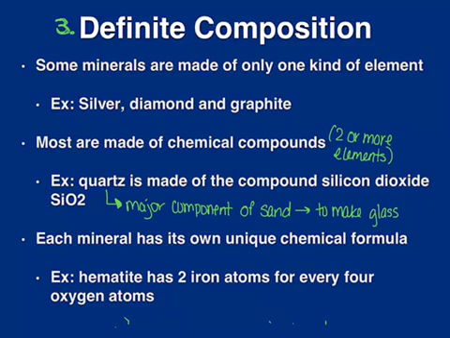Each mineral has its own unique chemical formula. Hematite, another example, has 2 iron atoms. We say Fe for iron, and we call that Fe2, for every 4 oxygen atoms. So it's bonded to 4 oxygen atoms. This is the chemical formula for hematite.